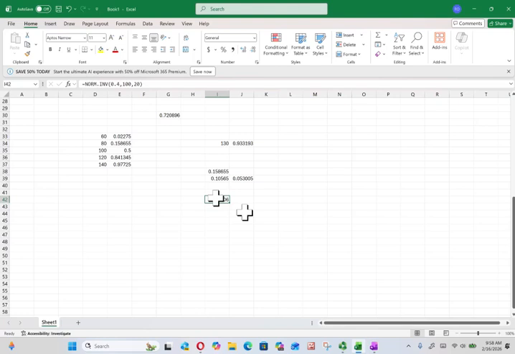Those are the only two norm commands you need, norm.dist and norm.inv. Dist gives you a number, or you give it a number, and it gives you an area. .inv, you start with an area, and it gives you a number that cuts that off to the left.